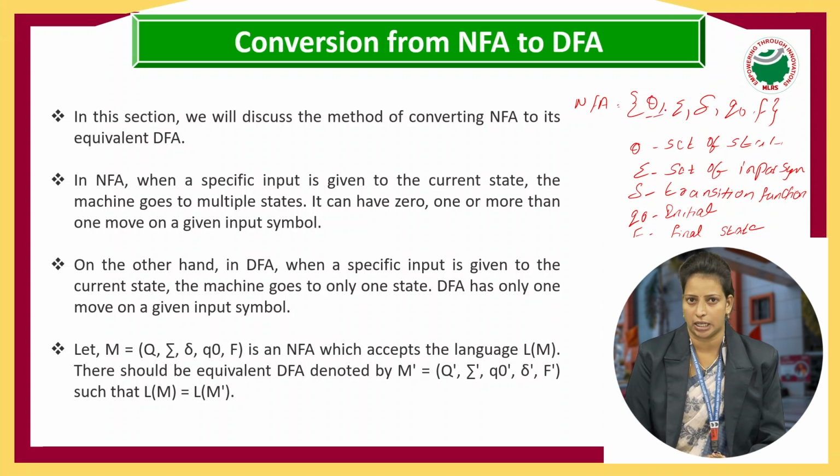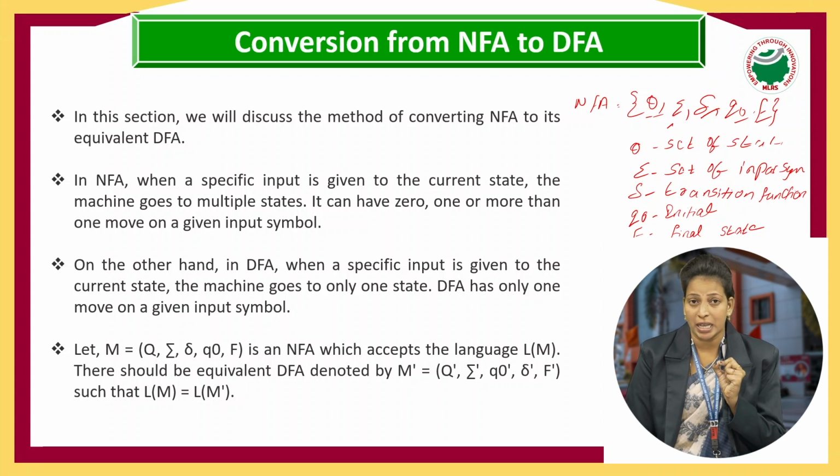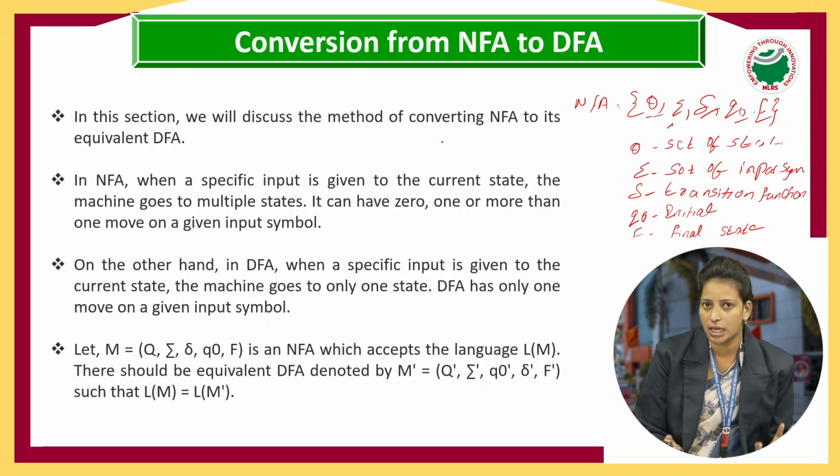Q indicates set of states, sigma indicates set of input symbols, delta indicates mapping function or transition function, Q naught indicates initial state, F indicates final state. That is the formal definition of NFA. In NFA, when a specific input is given to the current state, let us consider one example.